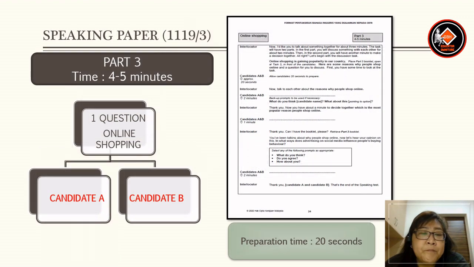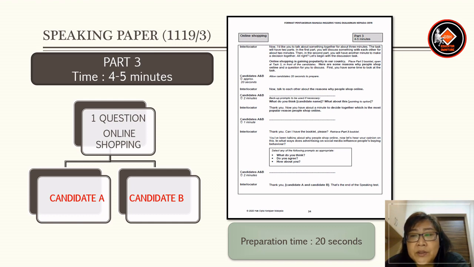For part 3, which will take 4 to 5 minutes, both candidates A and B will be given a question. Example here will be online shopping. So you have 20 seconds to prepare. There'll be a mind map, and then there'll be a bubble slide for reasons. So once you have finished your discussion, you'll be given another minute. This is for you to choose the most popular or the best reason for people to shop online.